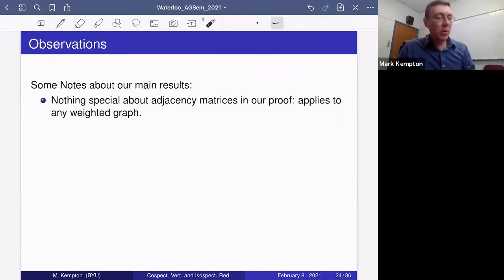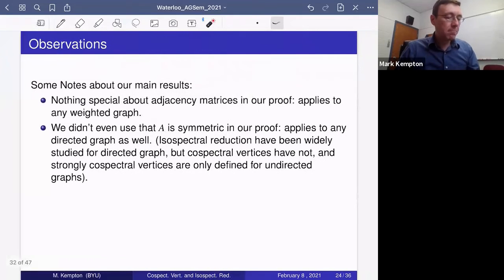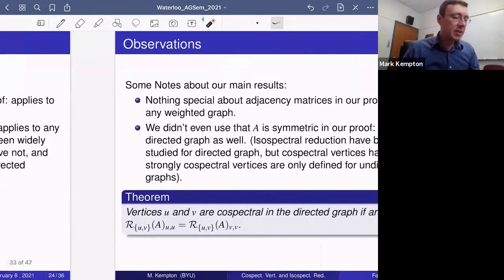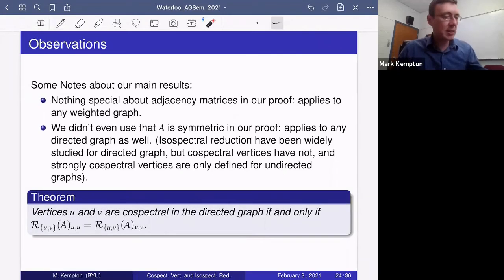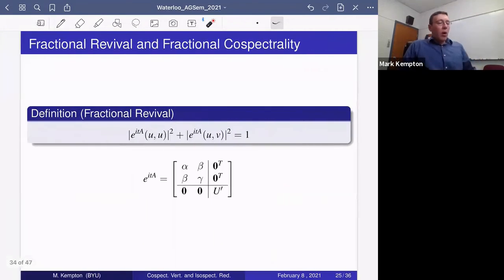Just a couple things to point out. In our proof, there was nothing really special about the fact that we were using adjacency matrices. You could apply this to any weighted directed graph that you want to. We're not using the fact that it's symmetric or anything. I guess the statement of the theorem looks a little bit different if the graph is directed, but in essence, it's the same thing. I think I'll gloss over that a little.